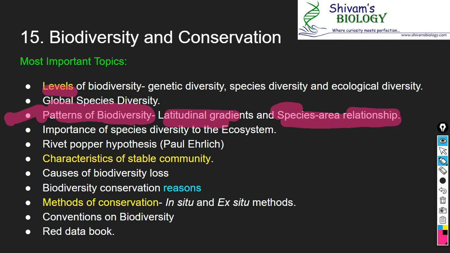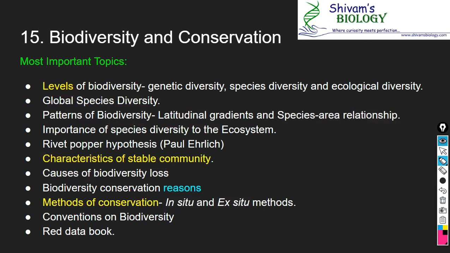Importance of species diversity to the ecosystem, it is an important topic. Rivet-popper hypothesis, very important. Characteristics of stable community, causes of biodiversity loss, biodiversity conservation reasons, methods of conservation, in situ and ex situ, and various other subtypes of these two types, you should understand them very well. Conventions of biodiversity and red data book, these are important topics from this chapter.